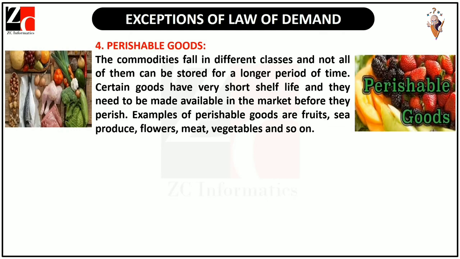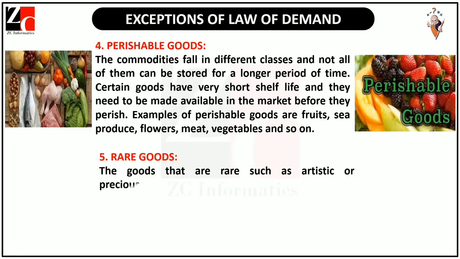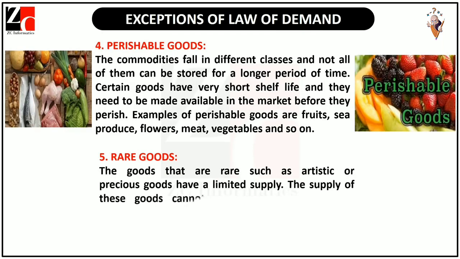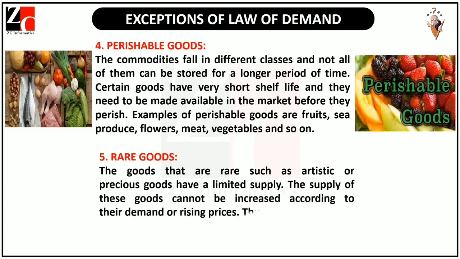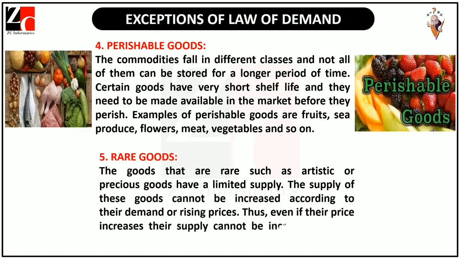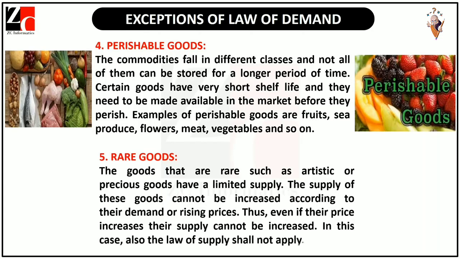Point number 5. Rare goods. The goods that are rare, such as artistic or precious goods, have a limited supply. The supply of these goods cannot be increased according to their demand or rising prices. Thus, even if their price increases, the supply cannot be increased. In this case also, the law of supply shall not apply.